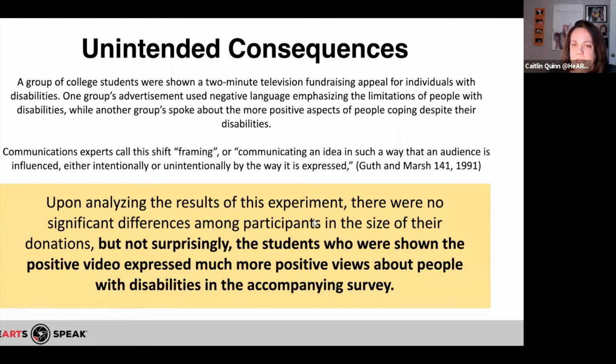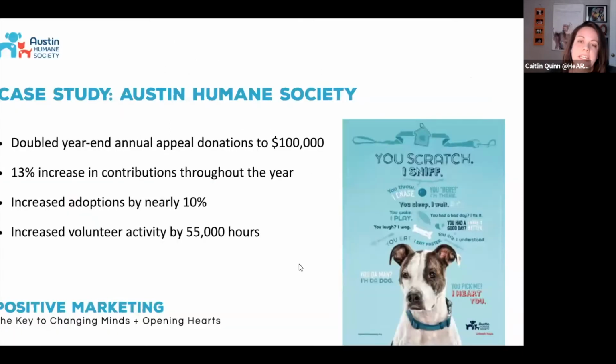I think this is a really important thing for us to remember as we're going through this. And I did just want to take one last convincing look at the difference between positive and guilt marketing. This is really the only study that I am currently aware of from within our field. It's a case study, not an academic study, from Austin Humane Society from, I think, 10 years ago now.